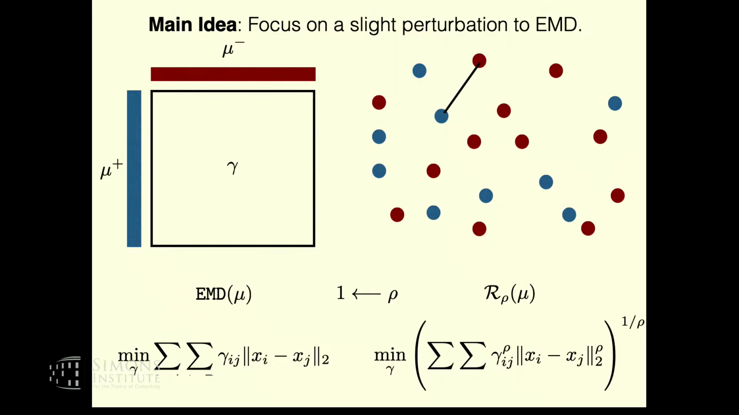And the reason this was our compromise is that as rho approaches 1, whatever you output is going to approach the Earth mover distance. But it's going to turn out that for every setting of rho, this problem is algorithmically much easier. Any questions on the formulation? I think this is probably one of the most important things.